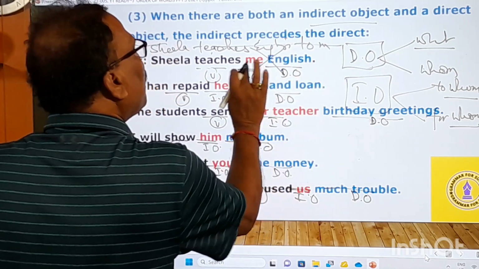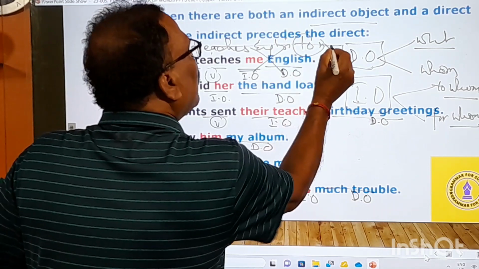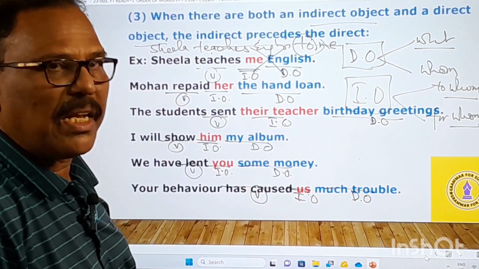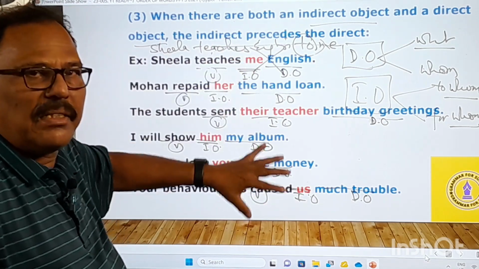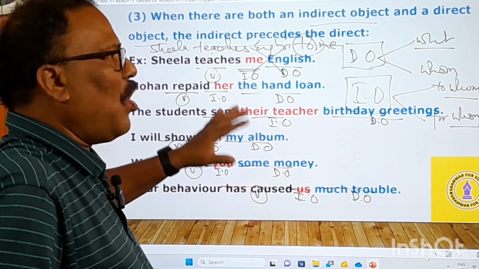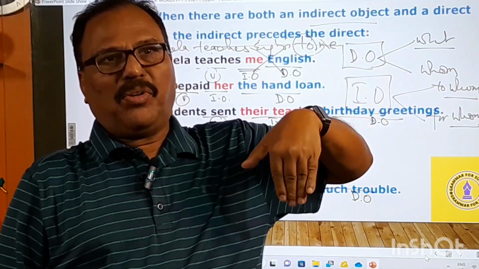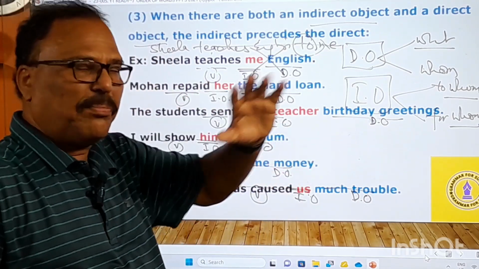When the positions of these two, the direct and indirect objects, are changed, what is inserted in between? To is inserted. The preposition "to" is inserted. Remember that. These are the standard sentences: always the direct object should be at the end, and before that you have to use the indirect object. So that's the correct position.